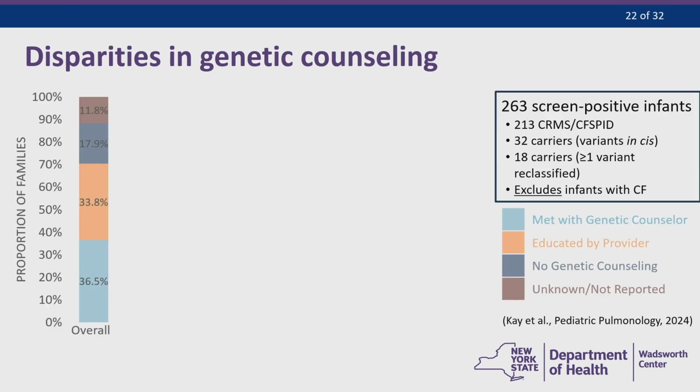So what we found overall among 263 screen-positive babies that don't have CF, we found that 37% had met with a genetic counselor across all centers. 34% were provided genetics education by one of their healthcare providers at the CF center. 18% were marked as having nothing at all. And then another 12% were unknown, but my suspicion is that those are also no's.